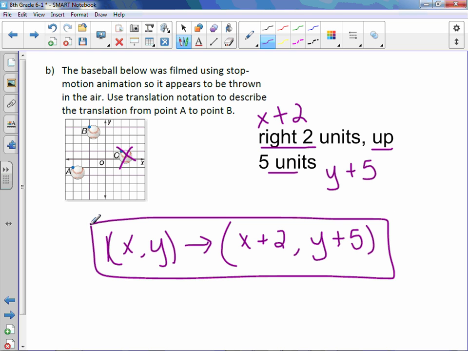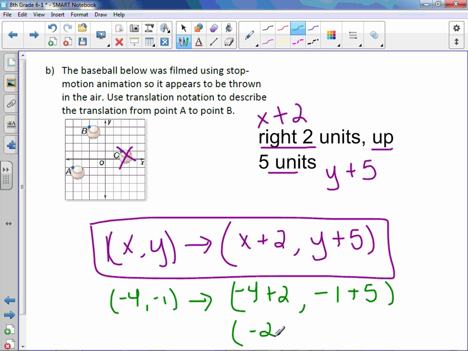And let's just check that real quick. Coordinates for A were 1, 2, 3, negative 4, negative 1. So we took negative 4, negative 1, and we took that x value and added 2, and we took that y value and added 5. So negative 4 plus 2 is negative 2, and negative 1 plus 5 is 4. So let's see if point B is negative 2, 4. Negative 2, 1, 2, 3, 4. It is. So this rule is correct.